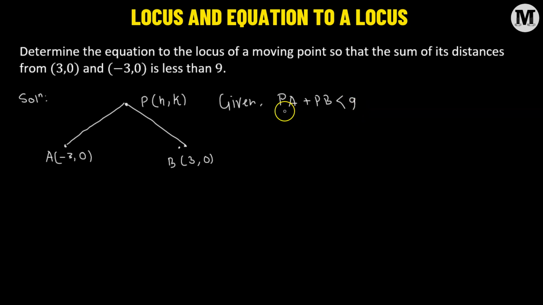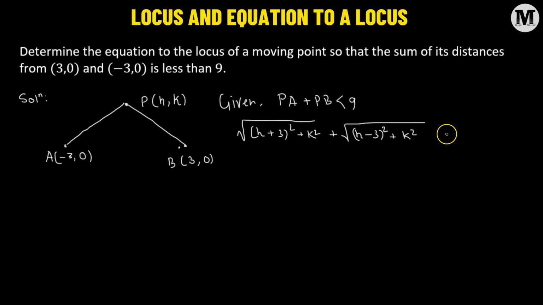So here, first we'll try to figure out the distance between the points P and A, which is PA, using the distance formula. So we'll take the square root. Underneath the square root, first we'll take the difference of the x coordinate. So we have h minus -3. We get h plus 3 whole squared. The difference of the y coordinate is simply k. We have k squared, added to the square root of, now we'll take the distance between point P and B. So we have the difference of the x coordinate, that's h minus 3. We square it and then add it to k squared, and this sum is going to be less than 9.